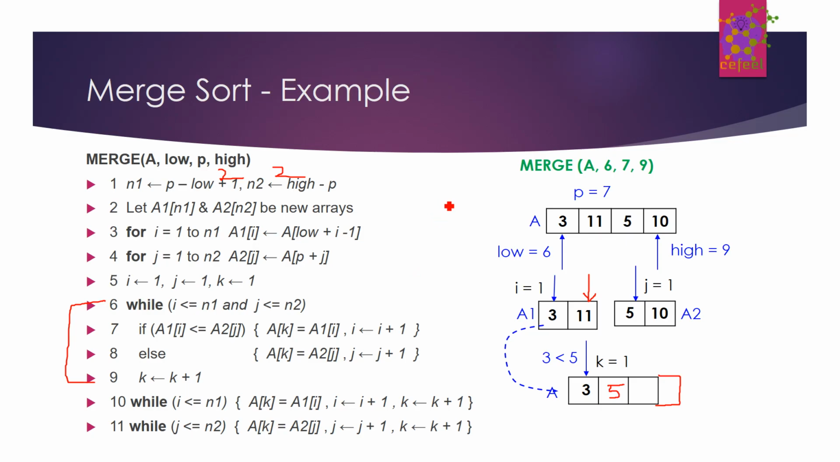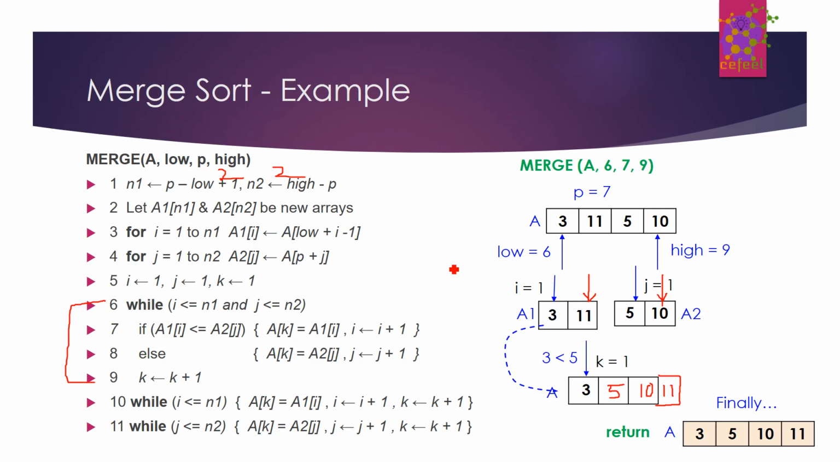Next J will get incremented here, then we will have 10 and 11, so 10 is the smallest, and we will copy 10 here. Finally once 10 is done, only the 11 element is remaining, and we just copy it here. So we keep doing that. I have skipped those steps here, and finally we have a 4 element array which is sorted: 3, 5, 10, 11. Now that will be returned back.